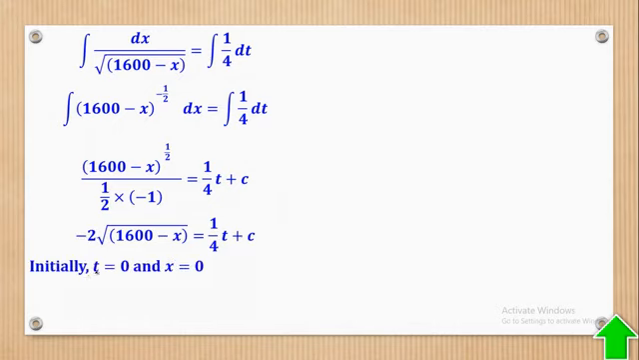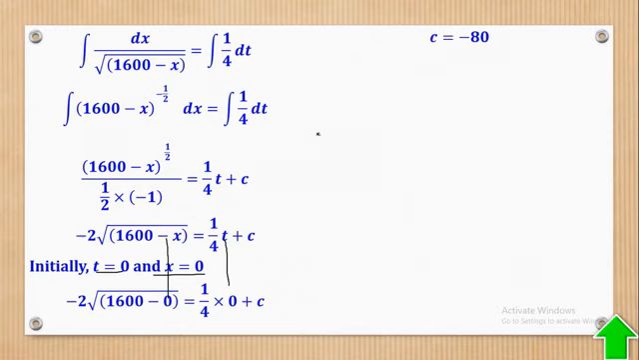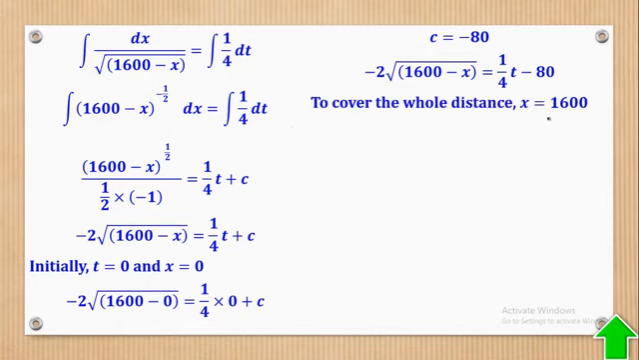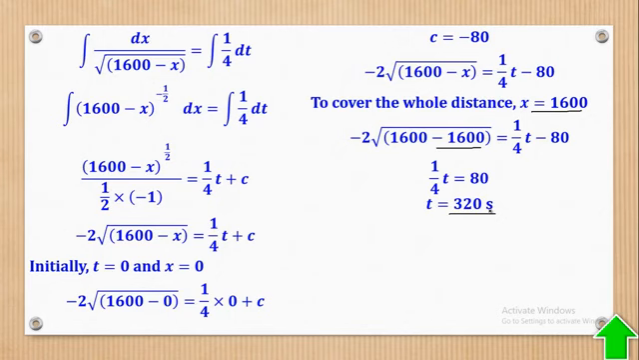So initially t is equal to 0 and x is equal to 0, therefore substitute for t and for x to come up with the value of c, which is that. Therefore you write our equation to become that. Now to cover the whole distance, x will be equal to 1,600, therefore substitute for x and make t the subject, and t will be 320 seconds.